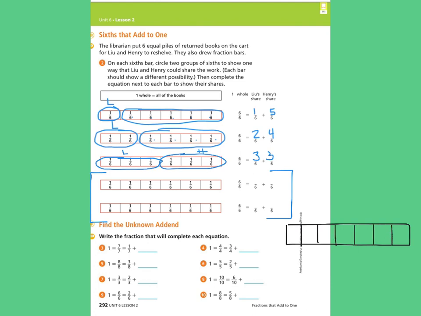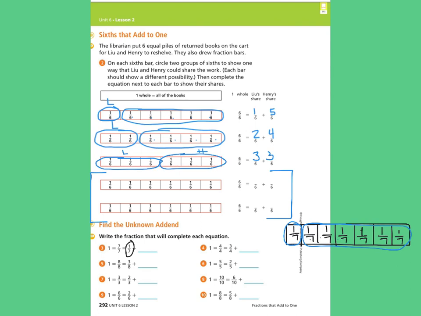A rectangle with 7 equal pieces. Each of those pieces would be 1/7. So 1/7, 2, 3, 4, 5, 6, 7. So if we have 1/7, we have this piece. What would we need to add to get to 1 whole?